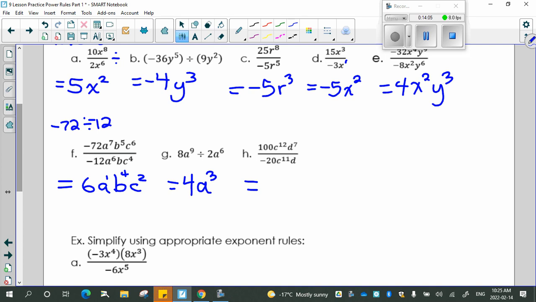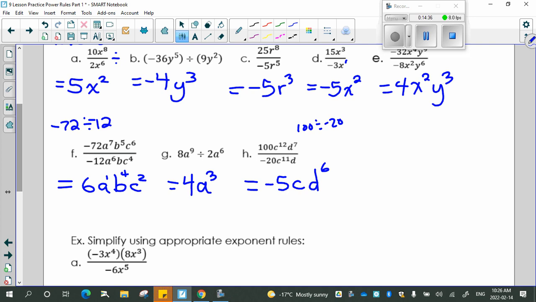Okay, and the last one here. Paul? On the calculator, I did 100 divided by negative 20, which I got negative 5. Perfect. And then 12 minus 11 for the power of c. I got 1, but you don't need the 1. Right? And then d to the power of 7 minus 1 equals d to the power of 6. Perfect. That's awesome. Nice. Thank you.